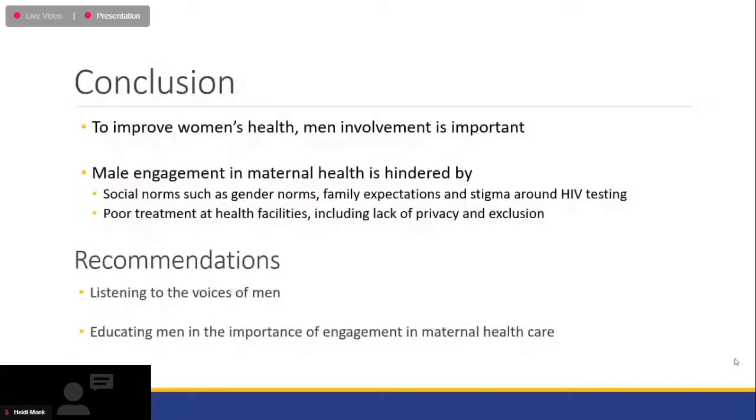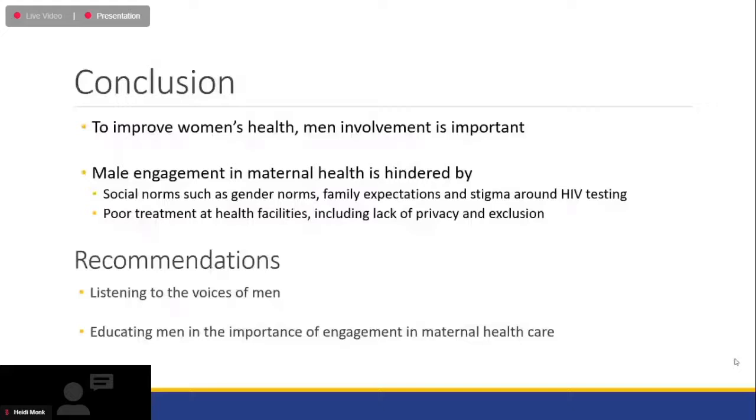So we saw a number of issues that are emerging, which mainly are centered towards gender norms, family expectation, stigma, poor treatment at the facility level, but also exclusion and lack of privacy. But most men think this is also their role to participate because they are breadwinners and they are responsible for their family. So we think it is high time we strategize so that men become part and parcel of improving maternal and child health care.